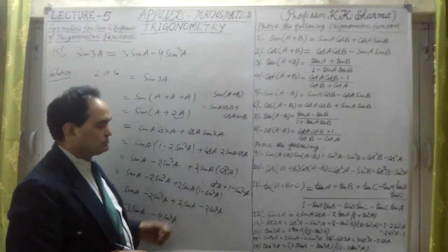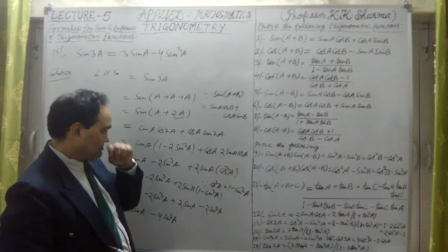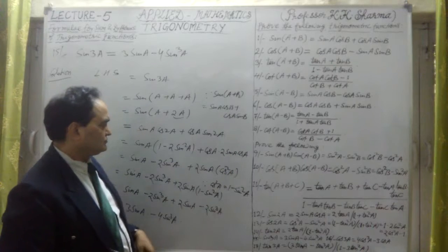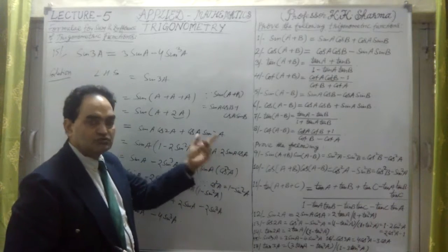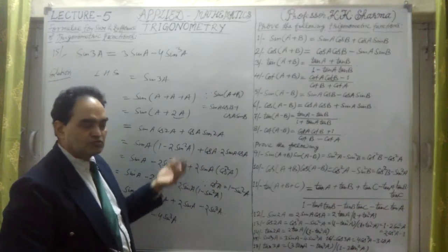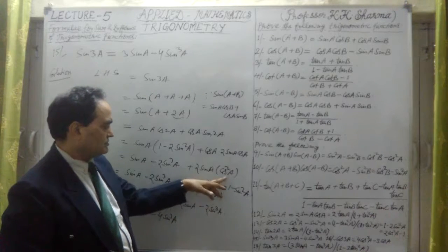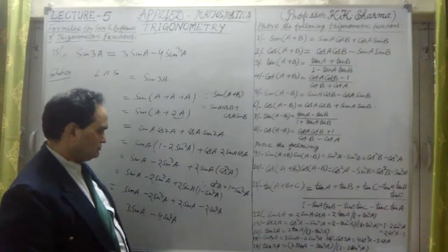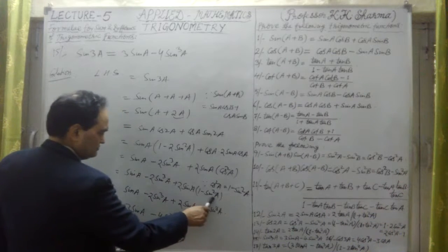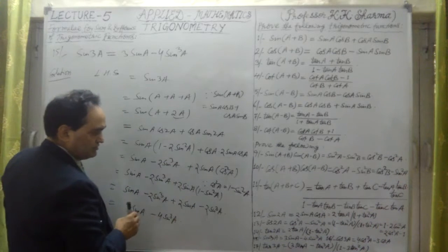And what is sin 2A? Sin 2A is 2 sin A into cos A. So that we have substituted here, sin A into cos A. Now cos A into cos A is cos square A. Now it can be converted into sin square A. That we have converted, cos square A is 1 minus sin square A, we know. That we have substituted here. Now the whole value is converted into sin.